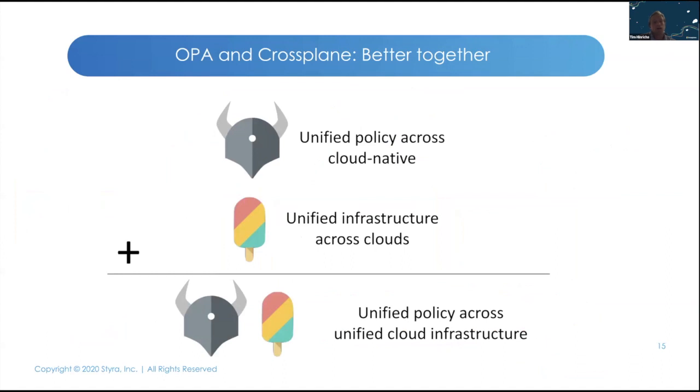And so what I see is that OPA and Crossplane are really cousins here, in the sense that the goal of OPA is to provide unified policy across the cloud native landscape, and obviously Crossplane is providing unified infrastructure across clouds. So these are definitely better together. Unified policy across unified cloud infrastructure. What more could you ask for?